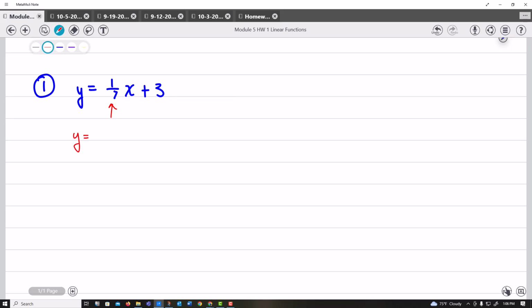Remember, y equals mx plus b, where the m is your slope. If it is positive, it's increasing. If it is negative, it is decreasing. So it looks to me like this function is definitely increasing because that is positive.